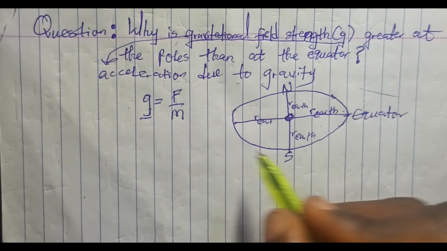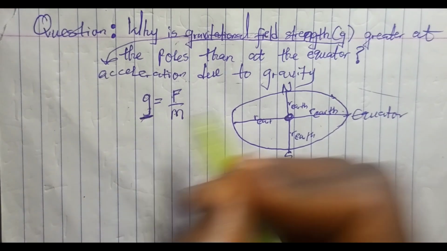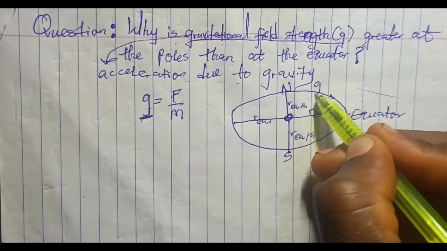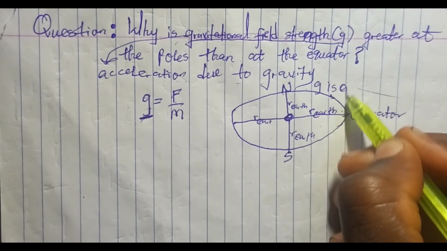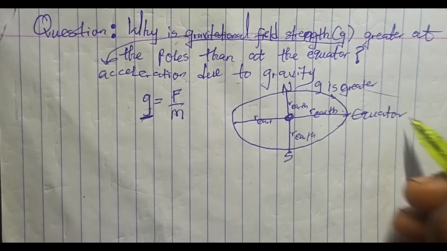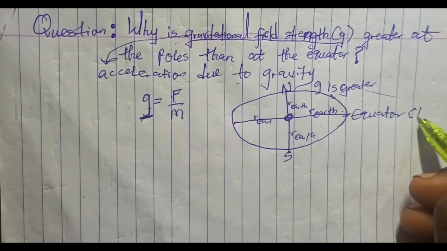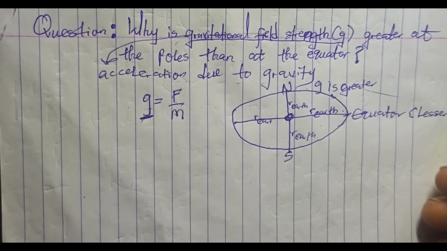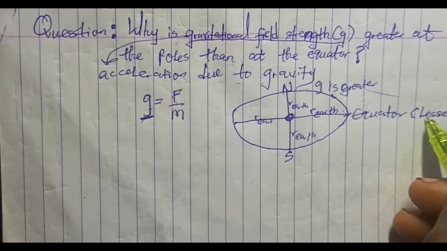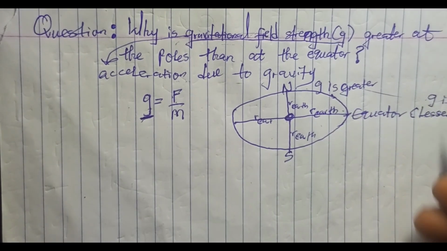So they're asking you, why is g greater here? And why is g lesser here? What is the reason? So that's the question. Let's explain.